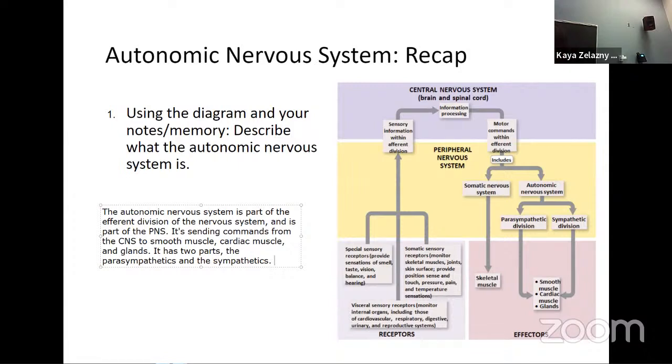So you'll notice that skeletal muscle, like your biceps, is not controlled by the autonomic nervous system. It's the responsibility of a different branch, the somatic. So the autonomic nervous system is going to be controlling things like heart rate, dilation of vessels in your lungs, things like that, things you don't think about.